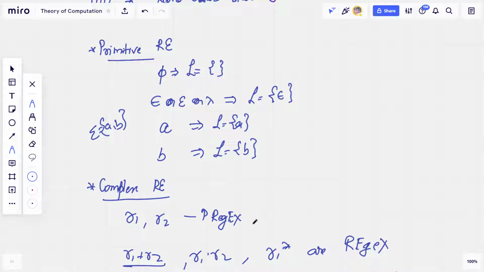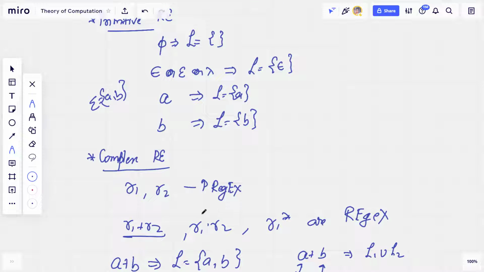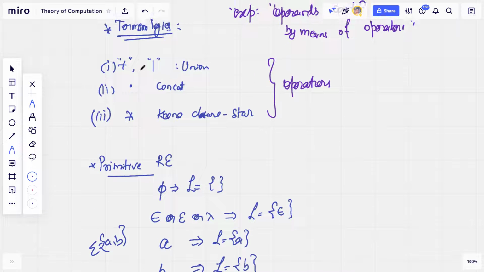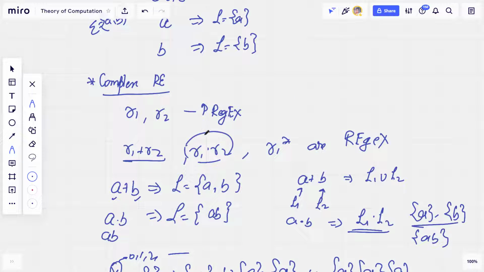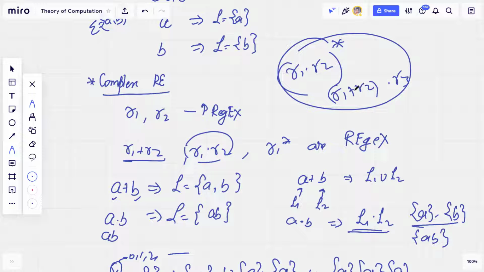We can actually apply these to what I call a complex regular expression. You can take R1 and R2 and apply these operators any number of times and you will still get a regular expression. That is, R1 into R2 is a regular expression, and I can take a star, that's also a regular expression. R1 plus R2 into R3 is also a regular expression. So basically you can take a complex regular expression and apply the operators that we have discussed till now as many times as possible, and it will still be a regular expression.